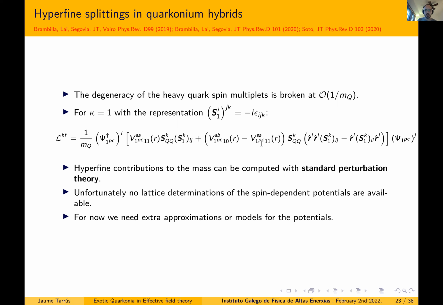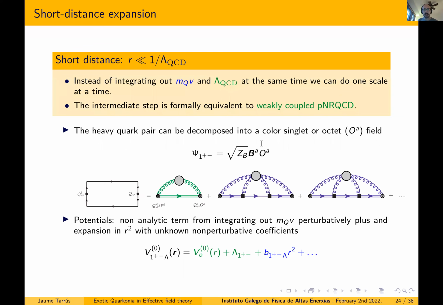So here we need to use some extra approximations. What we did was to work in the short distance regime, in the case in which the relative momentum, the soft scale, is smaller than lambda QCD, and this can be integrated out perturbatively. This is equivalent to doing the multipole expansion. This is nice because then we can work in this theory with the coupled pNRQCD, in which we can factorize the dependence on R from the non-perturbative physics.